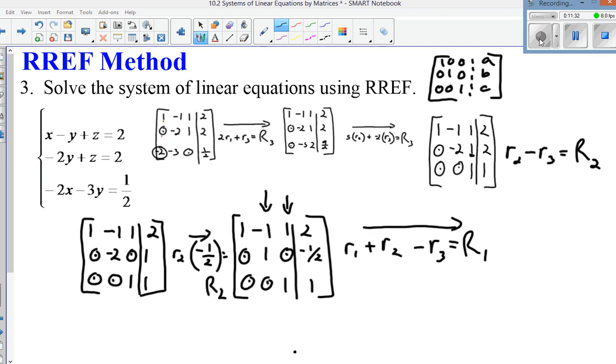So let's go ahead and do that. So row 1 plus row 2 minus row 3, I get 1 there. Row 1 plus row 2 plus 0 minus 0, I get 0 there. 1 plus 0 minus 1, I'm going to get 0 here. And the last one, I'm going to get 2 plus -1/2, which is going to give me 3/2, minus 1 is just going to give me 1/2. Then these other rows stay the same.